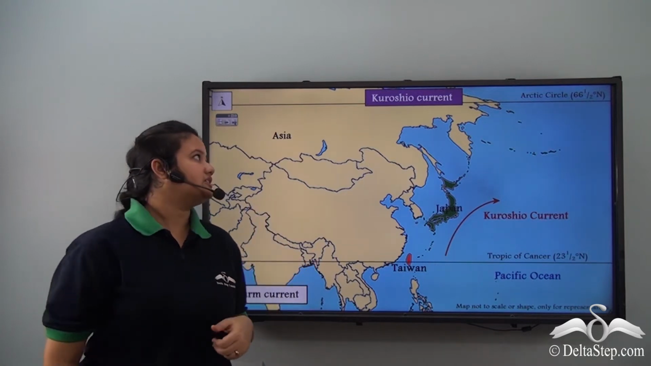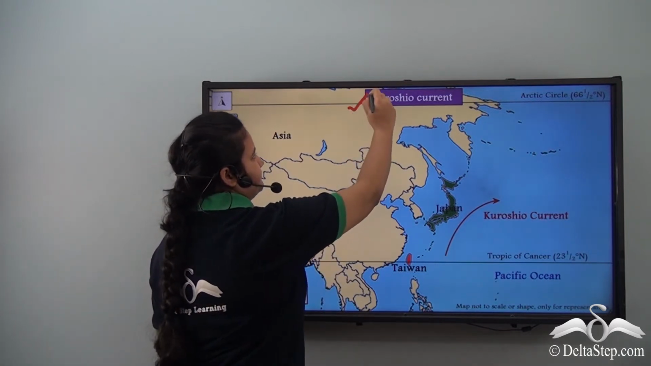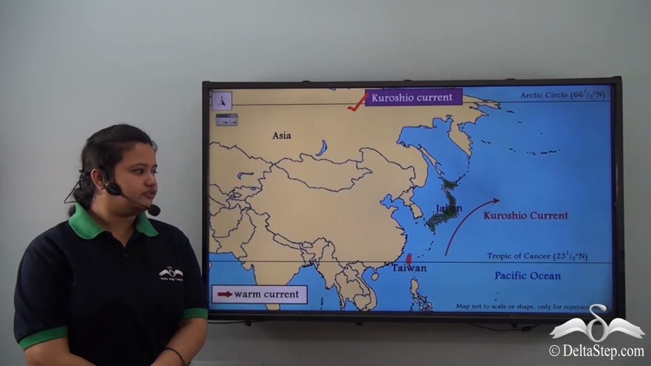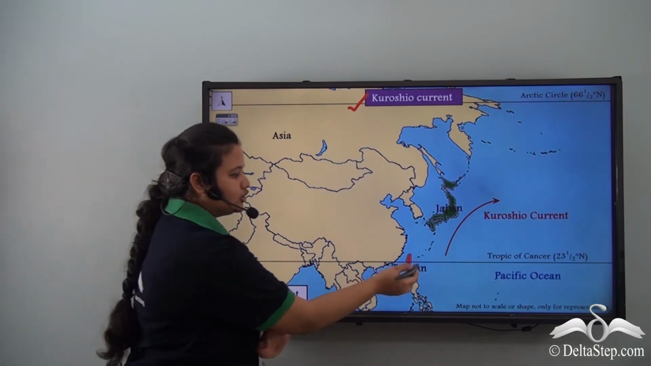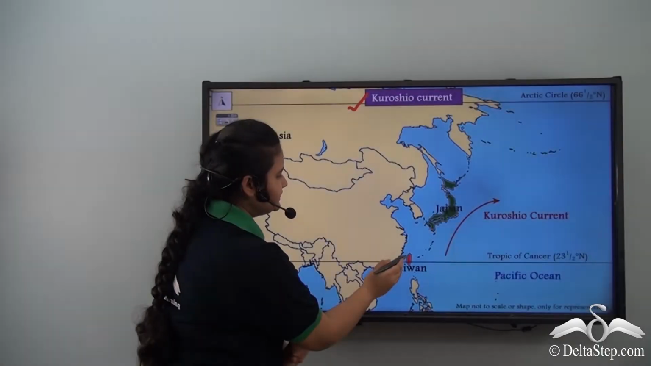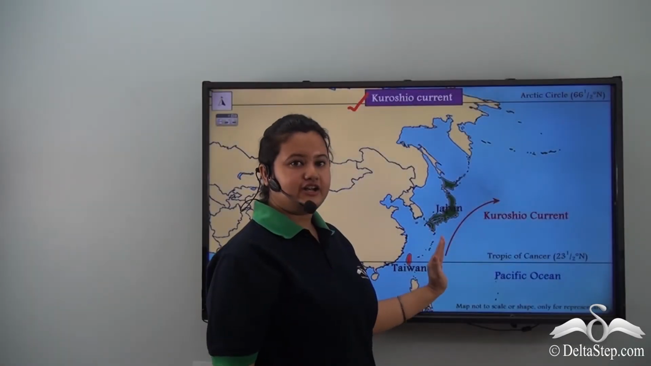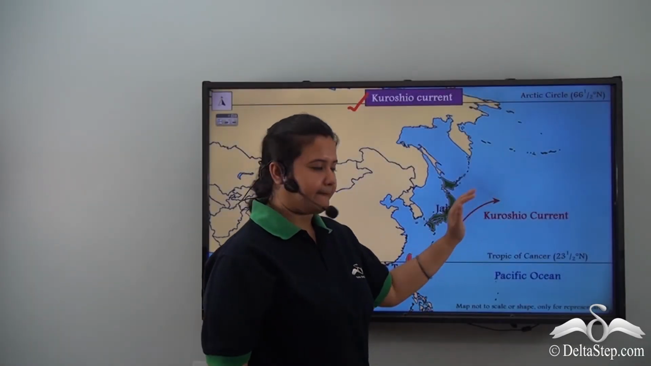The first one is the Kuroshio current. The Kuroshio current is a warm current which originates in the torrid zone near the eastern coast of Taiwan. Then this current flows towards Japan.